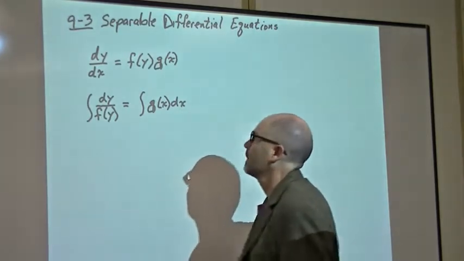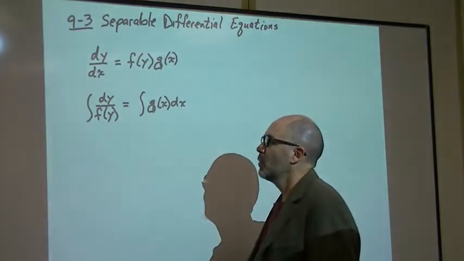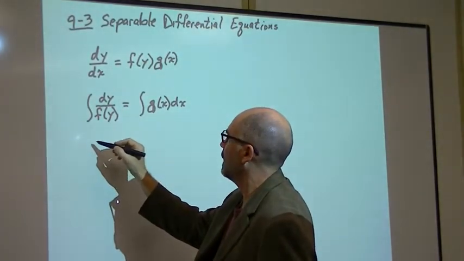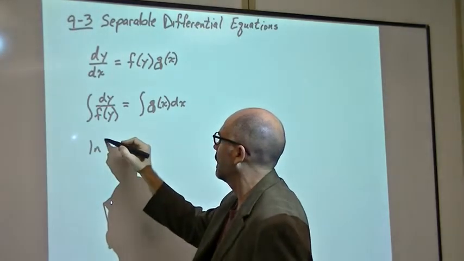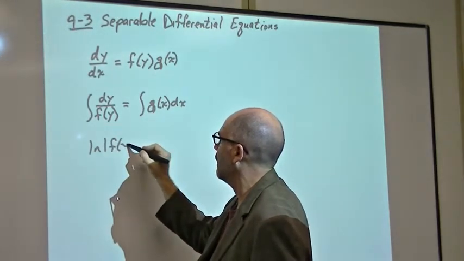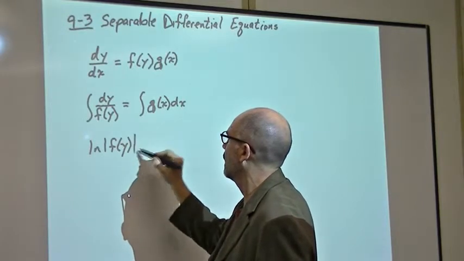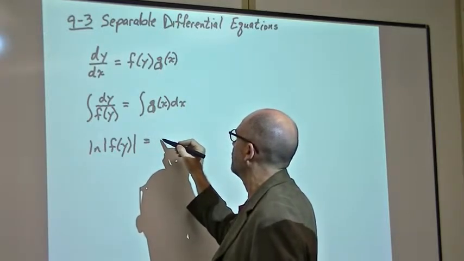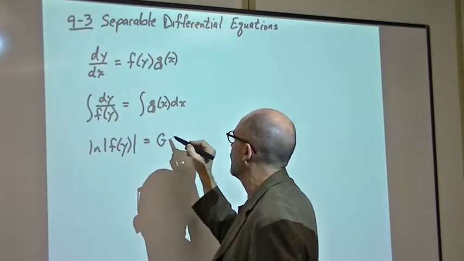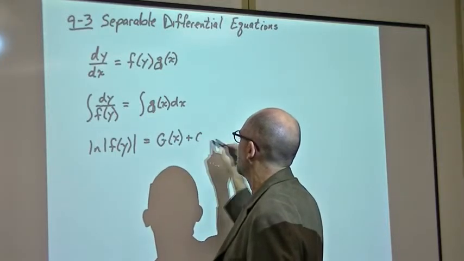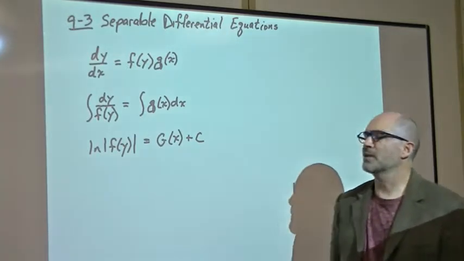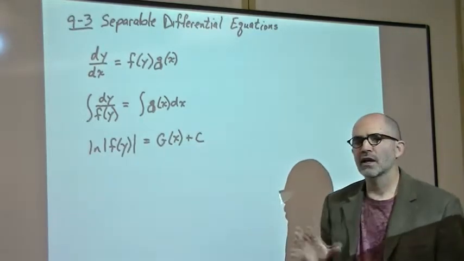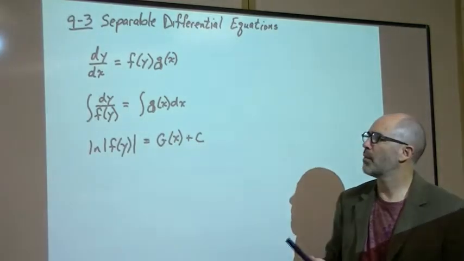Okay, so now when we integrate this, we know that the integral of 1 over f of y is going to be natural log of f of y. And then the integral of g of x dx is going to be G of x plus c. And then we proceed to simplify that. Okay, so this is general information. Let's try a specific problem.